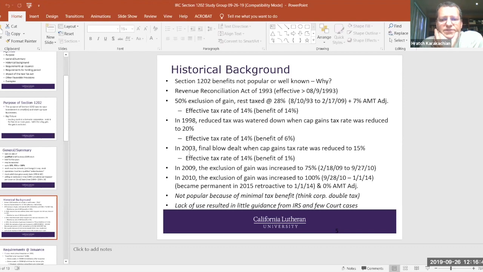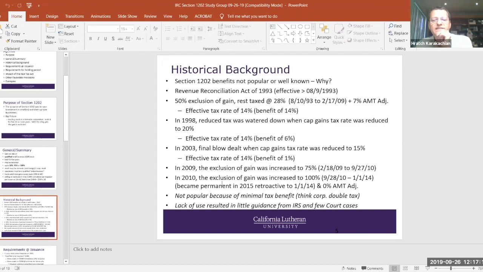So because of the adjustment in the capital gains rate in 2003 and the fact that very few people were using this 1202 provision, in 2009, Congress bumped up the exclusion to 75% of the gain, and that was for a very short period of time, as you see from February of 2009 until about September of 2010.